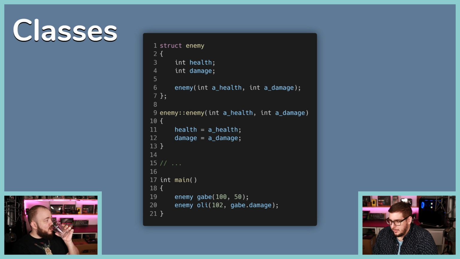So what is Gabe? An enemy? What does enemy have? But this is A health and A damage. Ah, that's in the constructor. But okay, so then it has health and damage equals A health and A damage. So, but that's saying your conditions are 102 and Gabe.damage.